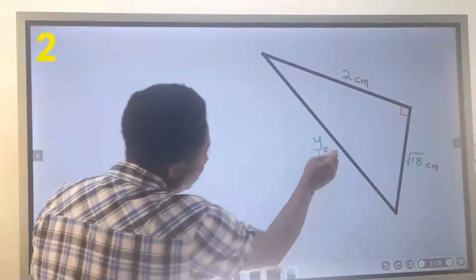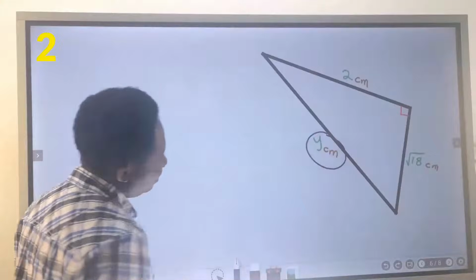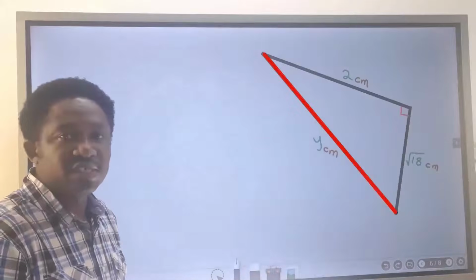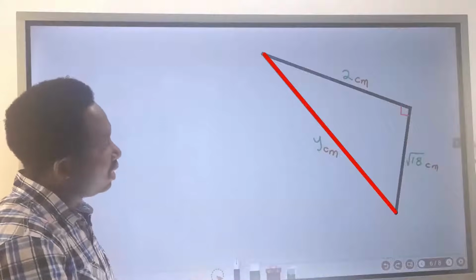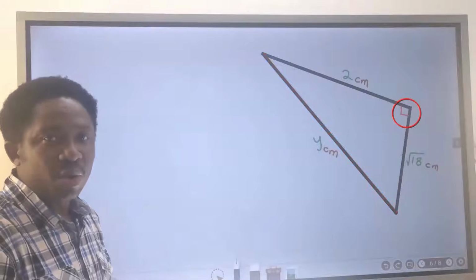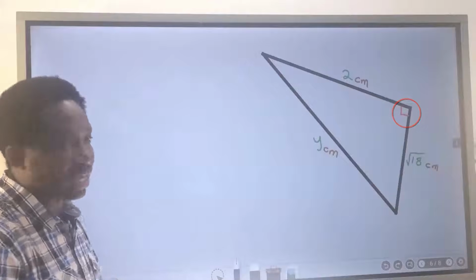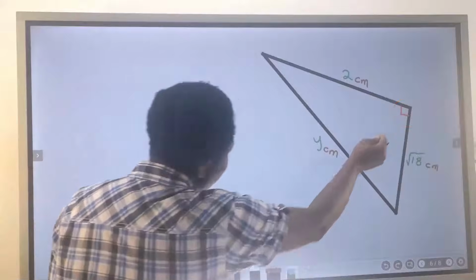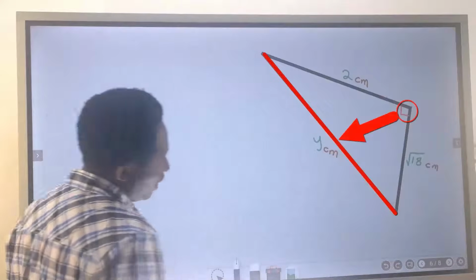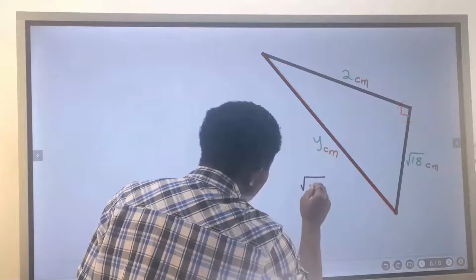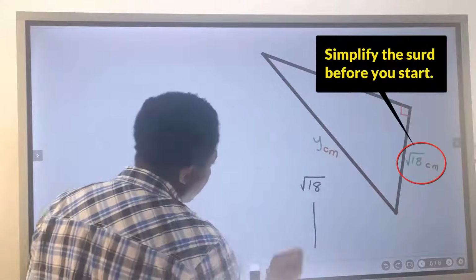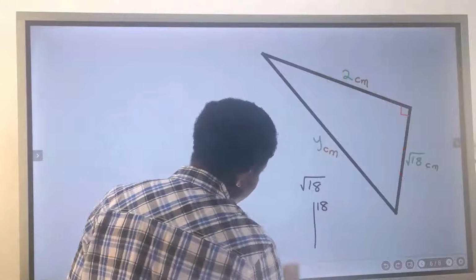Let's find the value of y, which is the length of this side. The first thing you will observe is this is a right angle triangle. Next, we're going to identify the longest side. The longest side is y. And for the square root of 18, we draw a line and write 18.